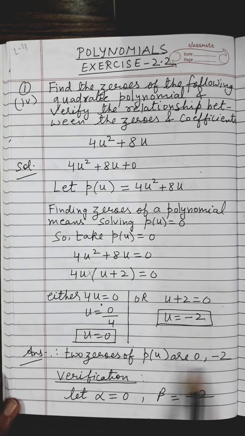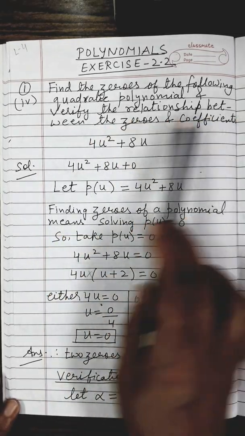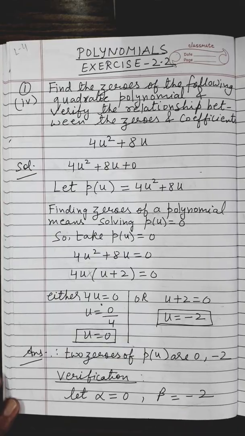So this was the first part of the question which was asked. In the second part it is asked to verify the relationship between the zeros and the coefficients of the polynomial. So let us give some name to these zeros. One zero is 0 and the second zero is minus 2. So let us suppose alpha is equal to 0 and beta equals minus 2. Now what do we mean by verification? Come to the next page.